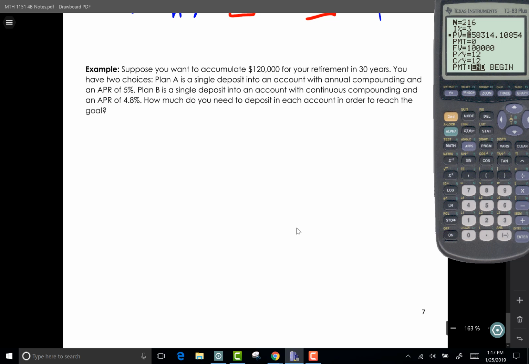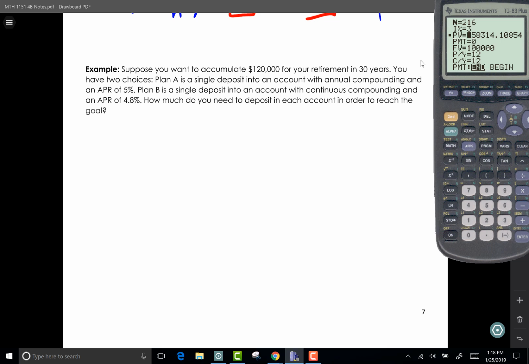Okay, very last question. Suppose you want to accumulate $120,000 for your retirement in 30 years. You have two choices. Plan A is a single deposit into an account that has annual compounding with an APR of 5%, or Plan B is a single deposit into an account with continuous compounding and an APR of 4.8%. How much do you need to deposit in each account in order to reach your goal? And our goal, remember, in the beginning says $120,000.